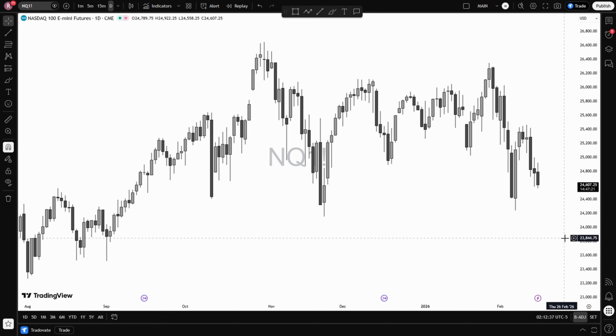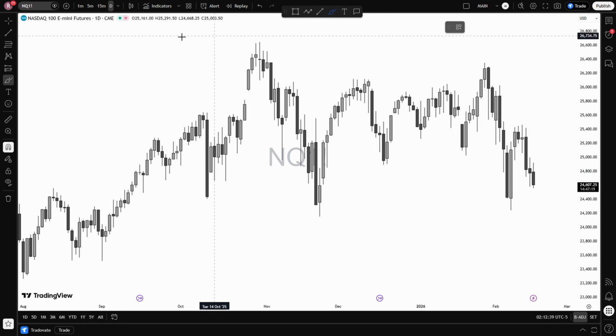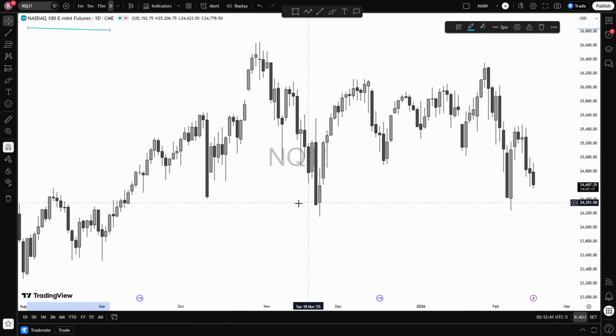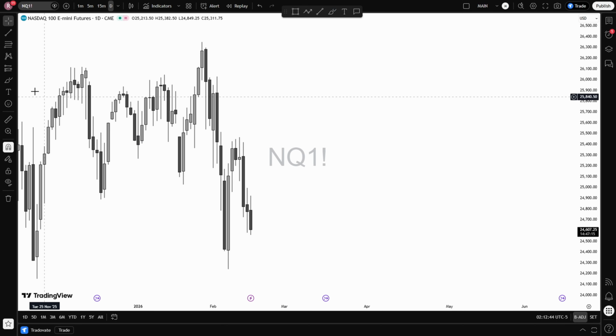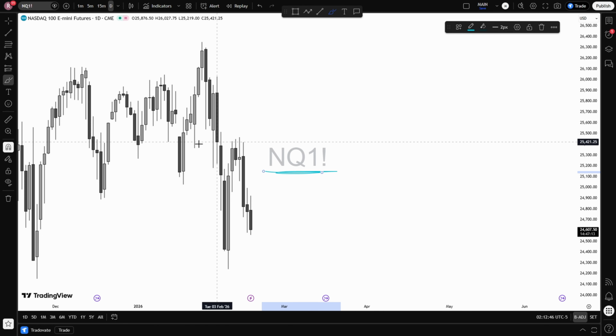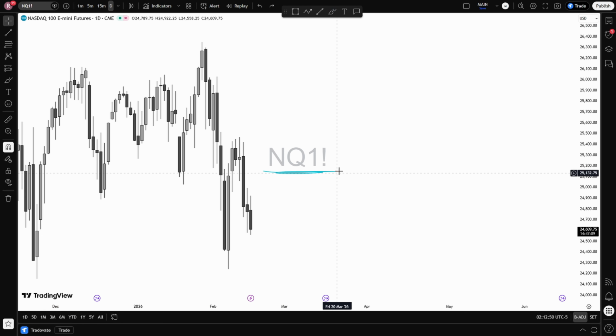You can see here I have NASDAQ futures pulled up and down at the bottom it says NQ1. That means I'm charting the continuous contract. Now when you're on the continuous contract, especially on the daily time frame, there are a couple of important settings in the bottom right corner that you need to understand.